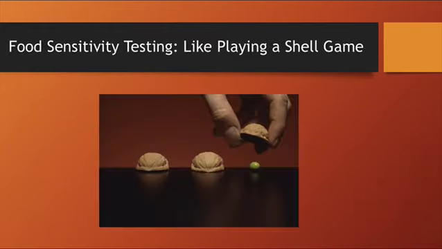Hopefully you're familiar with the shell game. Basically, this is where you have three shells like the picture shows, and underneath is a little ball or a pea, and the person doing the shell game puts the shell over the pea or the object that you're supposed to find and mixes them up and does some sleight of hand, and then you're supposed to pick which shell the pea or the ball is under.